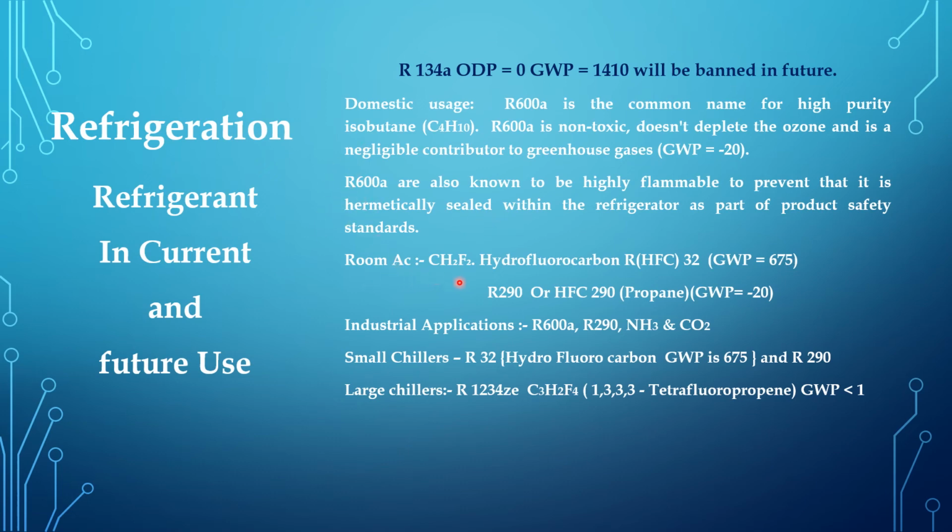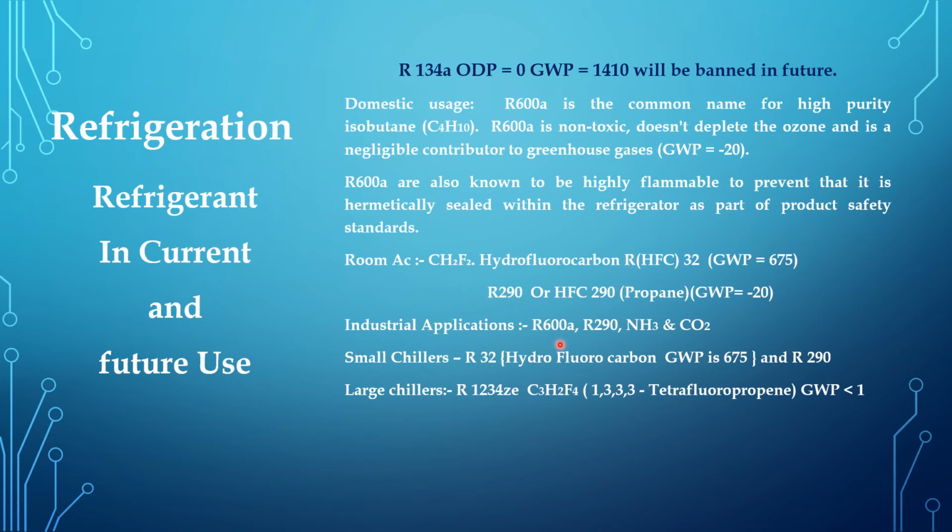For room AC, CH2F2 hydrofluorocarbon, that is normally HFC 32, has ODP 0 but GWP 675. And the next one is R290, which is propane based, also named HC290. Its GWP is also very low, so it is used in room AC in the US and European countries. These are still in use and will be used in future also.